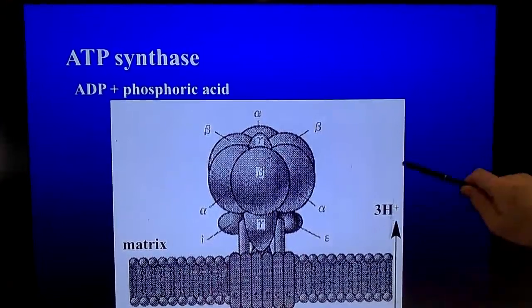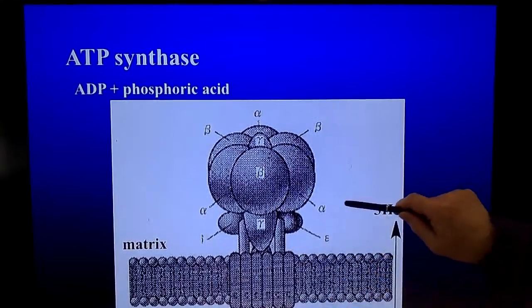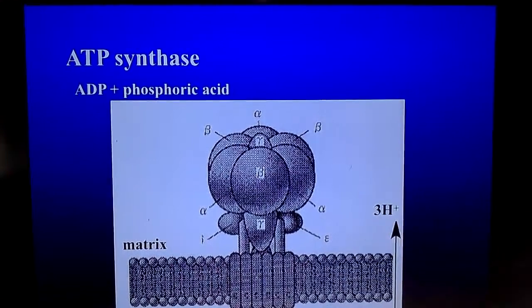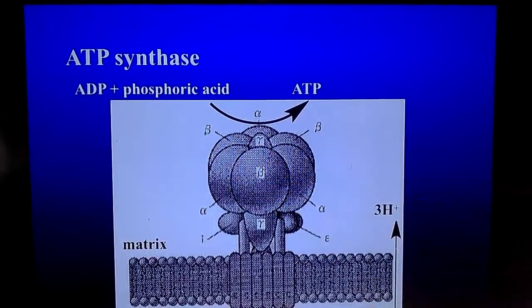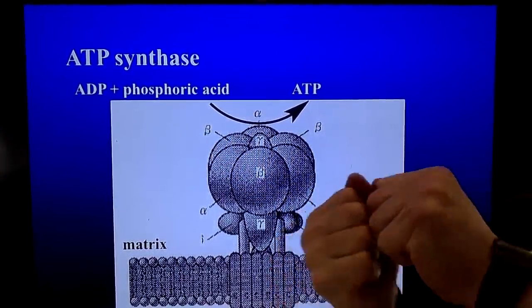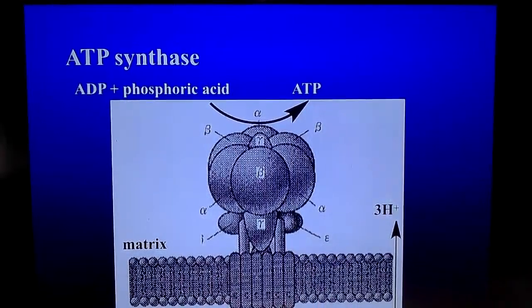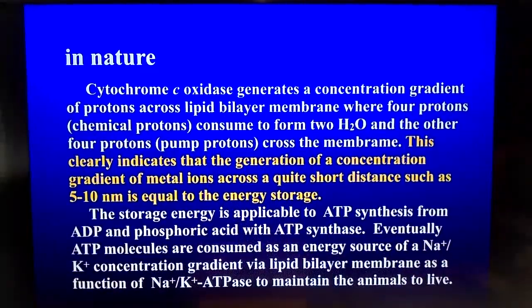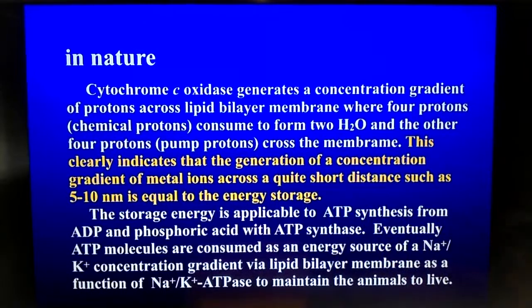Three protons go to this side because this is higher and this is lower, so automatically protons go from this side to there until the proton concentration is the same. And mechanically, ADP and phosphoric acid are forced to cross, making ATP formation easier. This energy stored as a proton gradient is applicable to ATP synthesis from ADP and phosphoric acid.